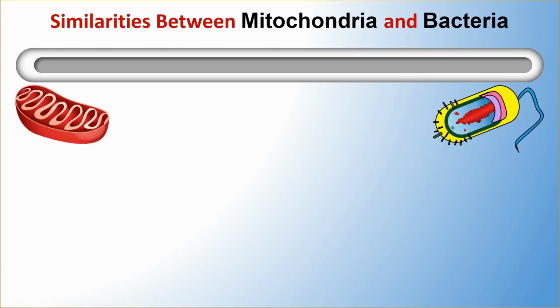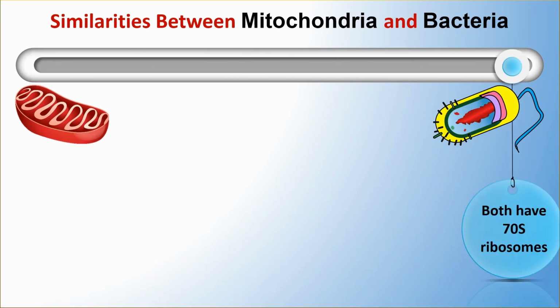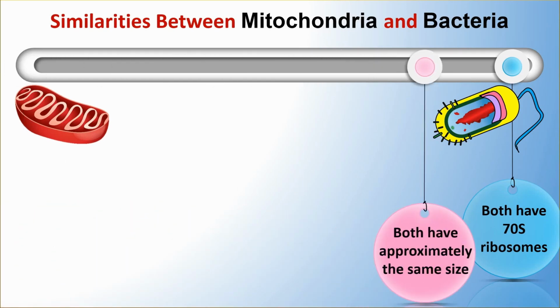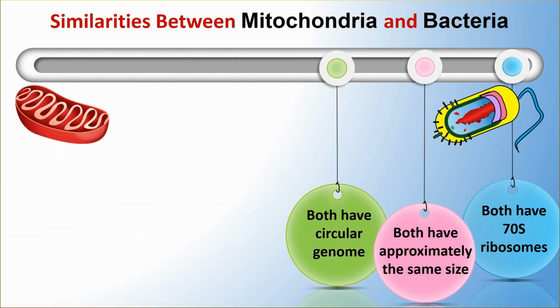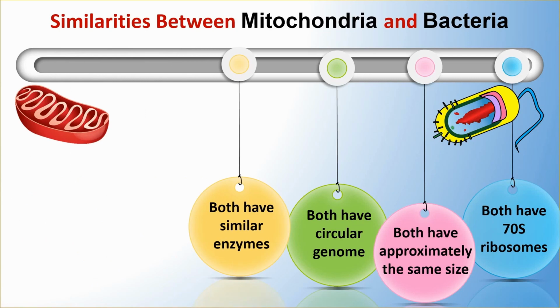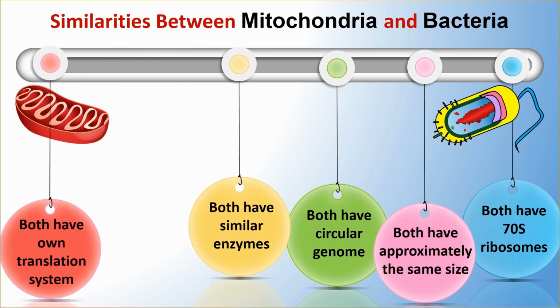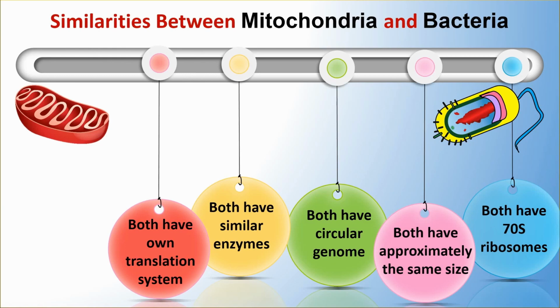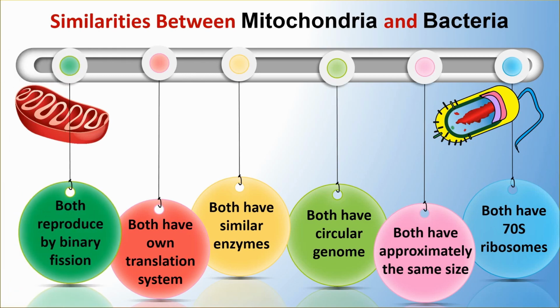Similarities between mitochondria and bacteria. Both have 70S ribosomes. Both have approximately the same size. Both have circular genome. Both have similar enzymes. Both have own translation system. And both reproduce by binary fission.